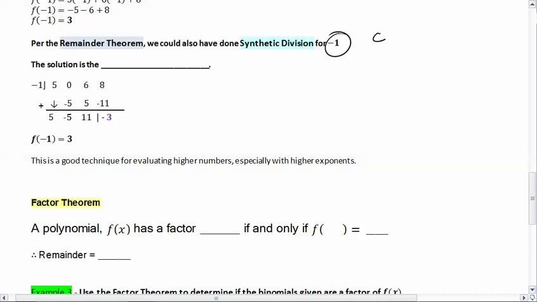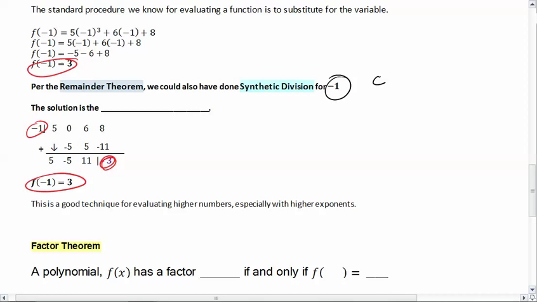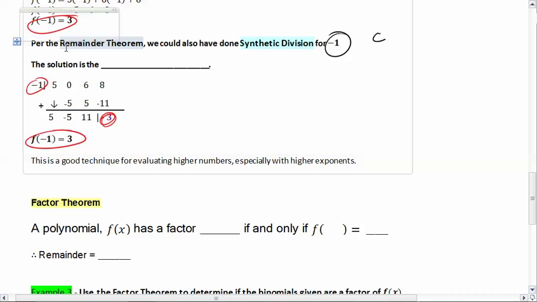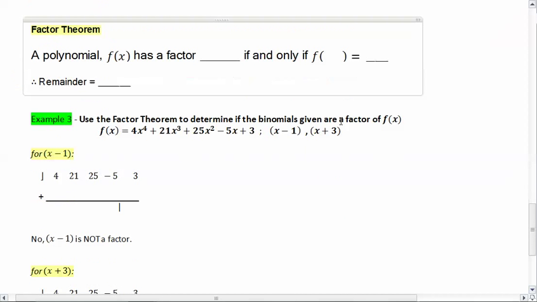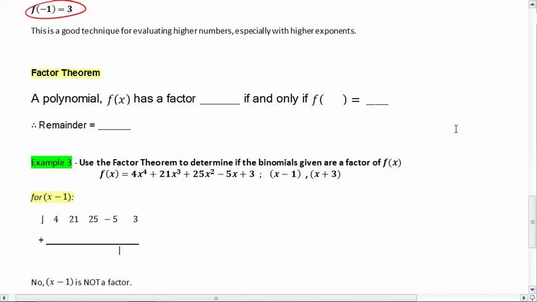So what do we notice? F of negative 1, when we used remainder theorem with synthetic division, we got f of negative 1 equals 3 because our remainder was 3. When we used substitution, we have f of negative 1 also equals 3. So this checks out. We know we did it right. So this is a good technique for using when you have higher numbers or higher exponents. I think it's a bit quicker because all you're doing is a quick multiplication and a quick add.